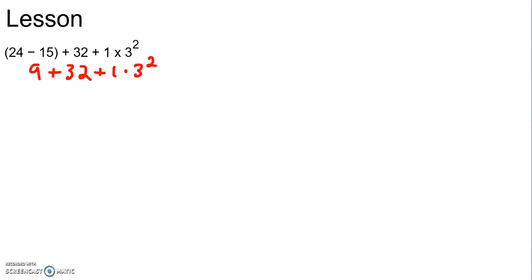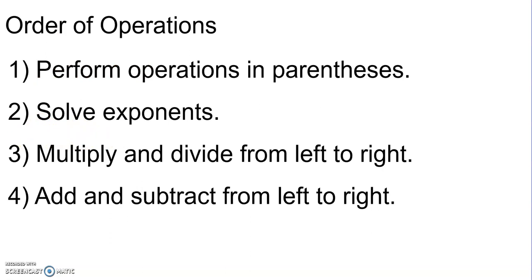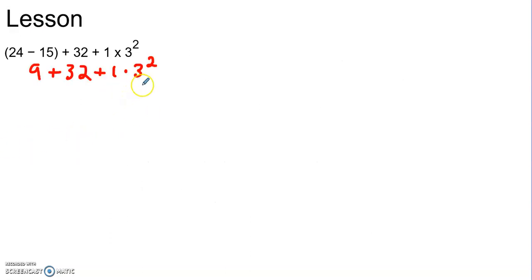Now I go back to my rule number 2. Rule 2 says solve exponents. Well, here I have an exponent, right? I have 3 to the second power. And technically, 3 to the second power means 3 times 3. So let's keep that in mind. I know 3 times 3, because my exponent is 2, says I multiply the base twice, so I have 3 times 3. That is 9. So I'm going to rewrite the equation that I didn't move. Plus 32 plus 1 times, well, I'm replacing the 3 squared now with this 3 times 3. 3 times 3 is my 9.